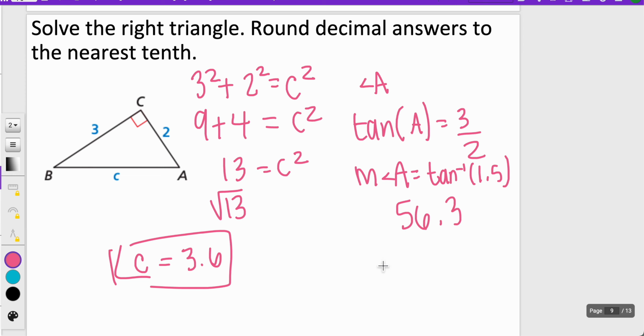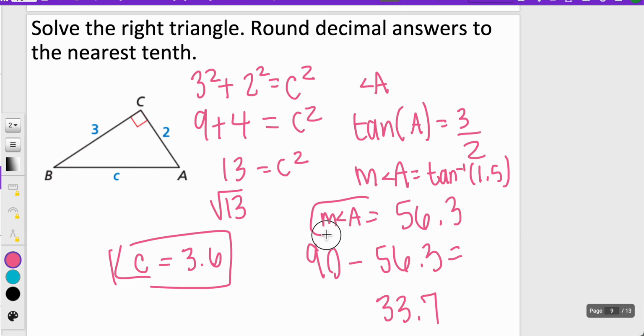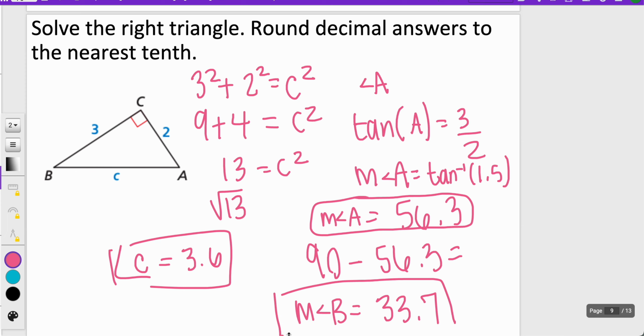Okay, now if I already know one, I can then take that and subtract it from 90. So 90 minus 56.3 is going to give me 33.7. Okay, so I've got the measurement of angle A is 56.3, and notice that's my larger angle because it's across from my larger side, and the measurement of angle B is 33.7. Just got to edit that in my notes there. Okay.